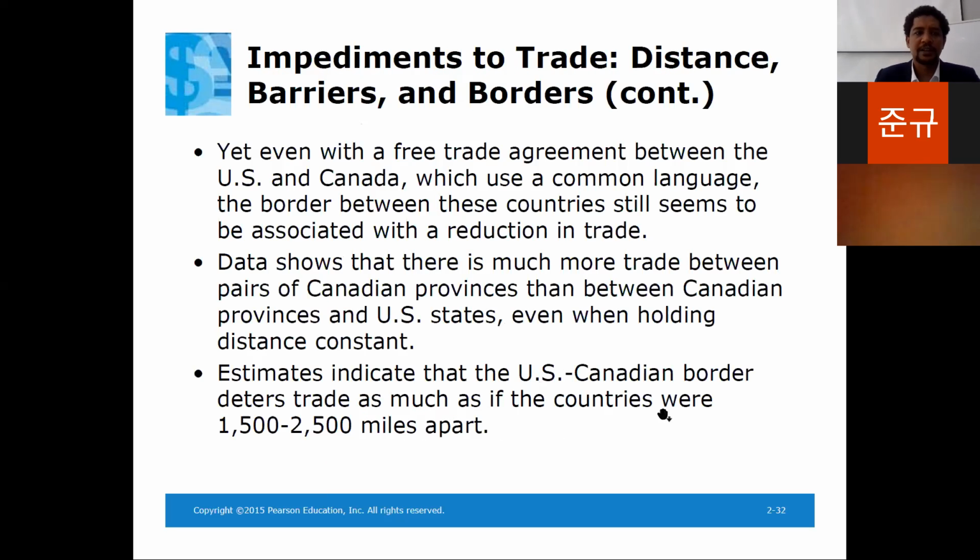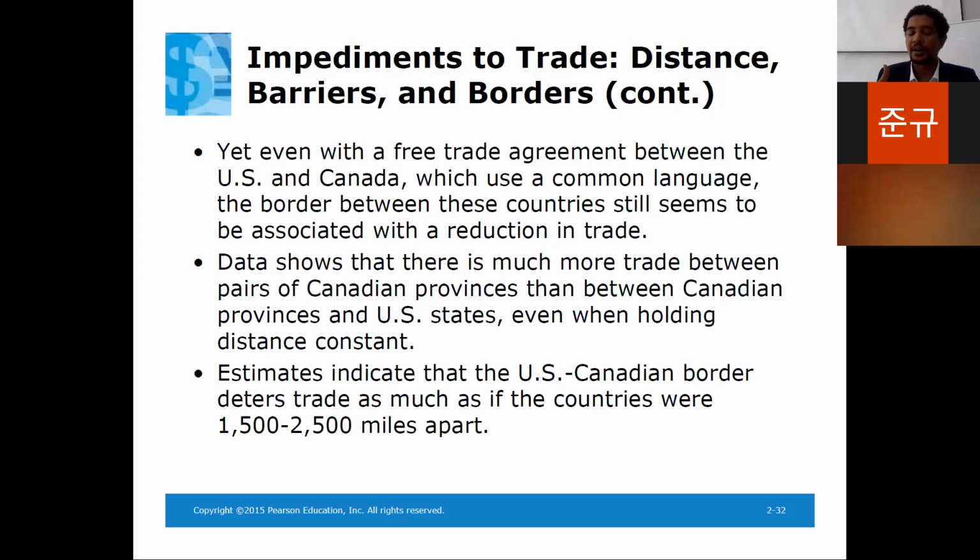So again, let's continue with the barriers to trade. Yet even with a free trade agreement between the US and Canada, which use a common language, the border between these two countries still seems to be associated with a reduction in trade. We have said distance is a factor, and trade between the US and Canada was good because they are very close to each other, but still they have a border between them.